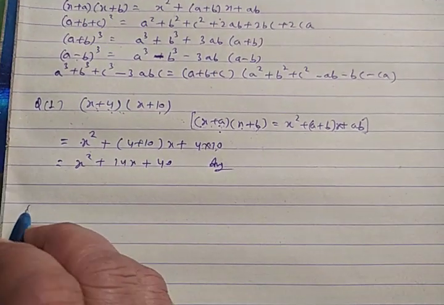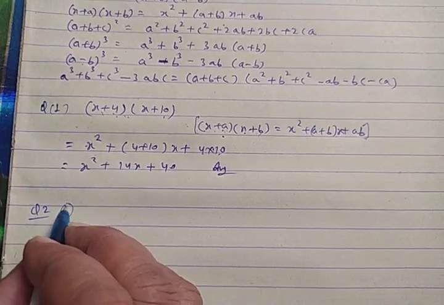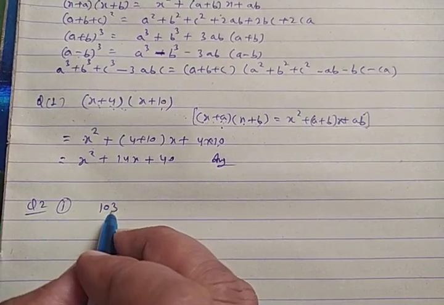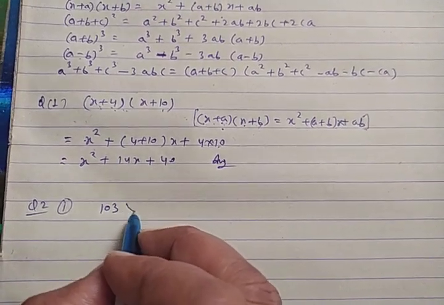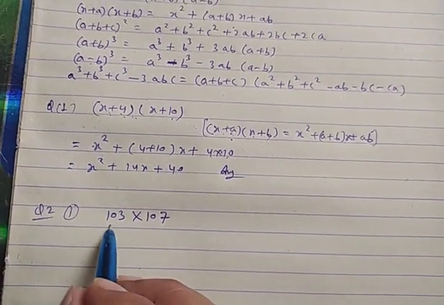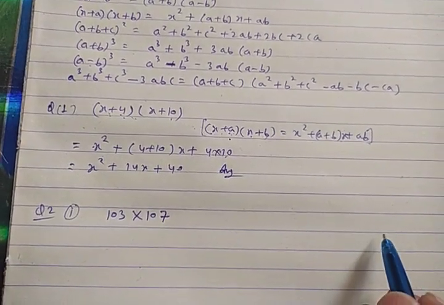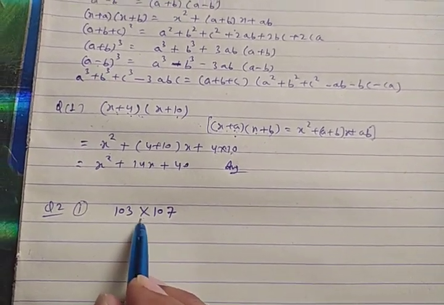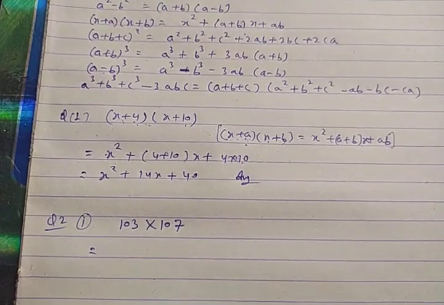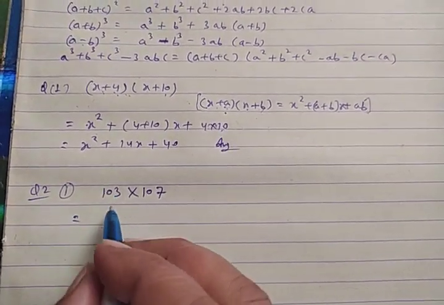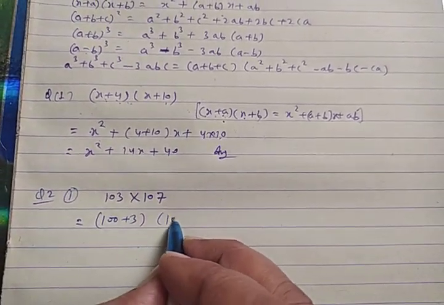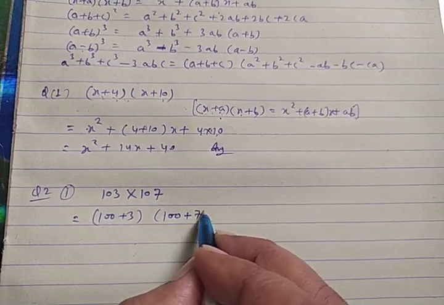Now take question 2, first part of question 2, where you have to find 103 into 107 by using the formula. You can multiply simply manually, the multiplication method, but here you have to use the formula. How to use the formula? You will have to break these quantities. I am breaking it like 100 plus 3, and this is 100 plus 7.